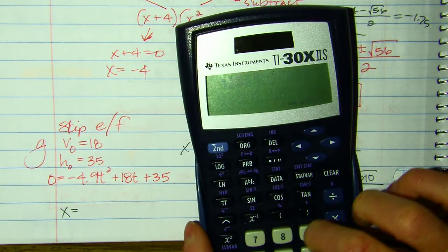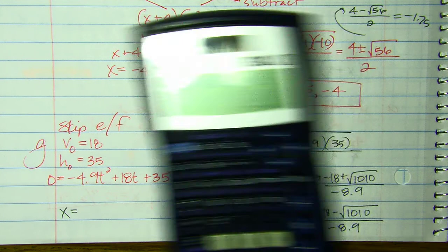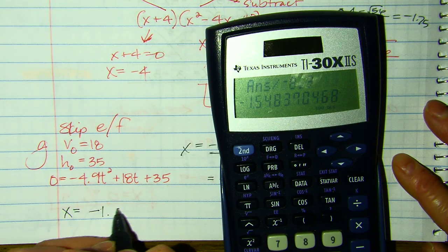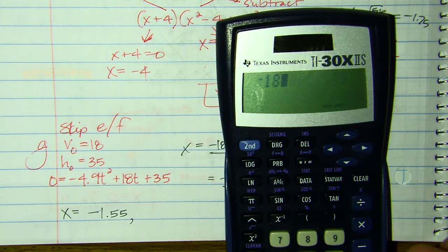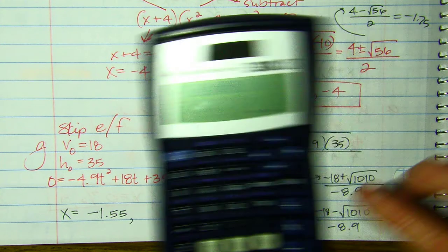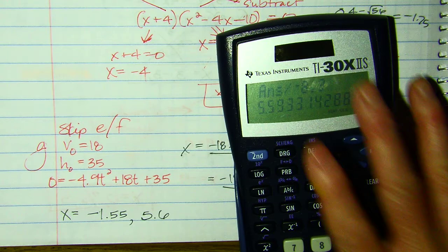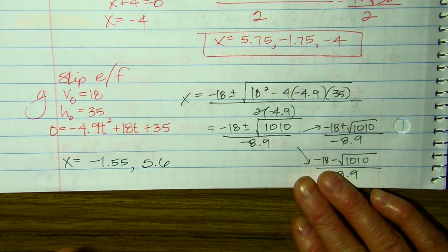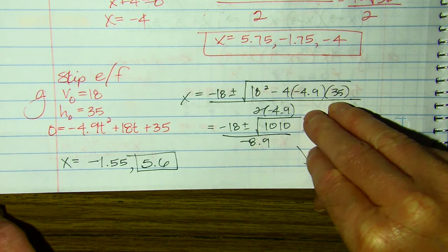So I'm going to enter that in my calculator and write my two solutions. Negative 18 plus the square root of 1,010 divided by negative 8.9 gives me negative 1.55, and negative 18 minus the square root of 1,010 divided by negative 8.9 gives me 5.6. Now they asked for the number of seconds. I can't have negative seconds, so my answer is 5.6. So that completes that section.